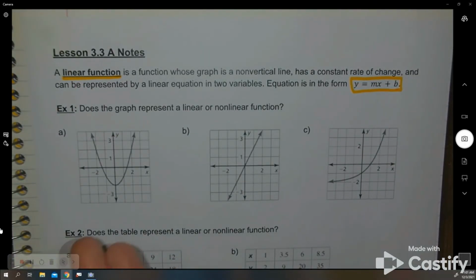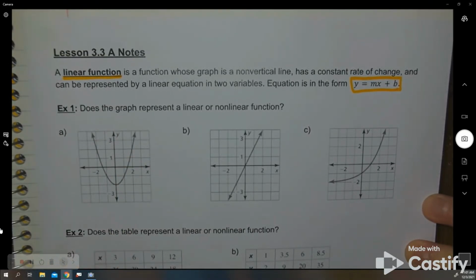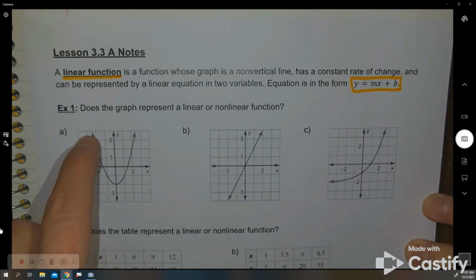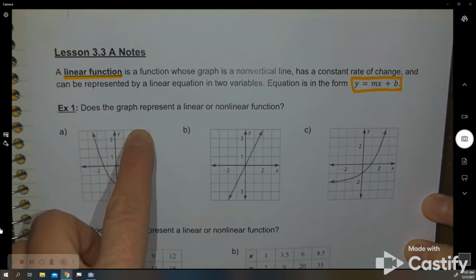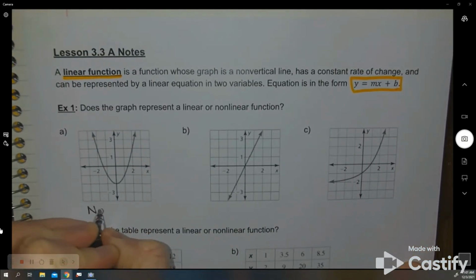As I look at these graphs here, I notice that this graph has a curve to it. Since this graph has a curve to it, it cannot be going in a straight line. It is not increasing by the same amount every time or decreasing by the same amount every time. If I look over here, that section is decreasing while this section is increasing. So it's not doing the same thing every time. Therefore, this one would be non-linear.